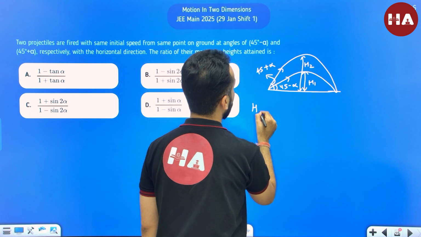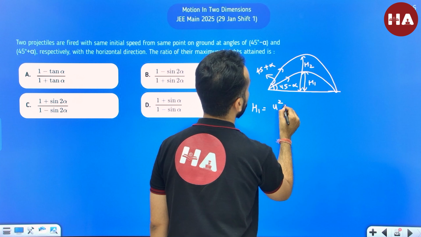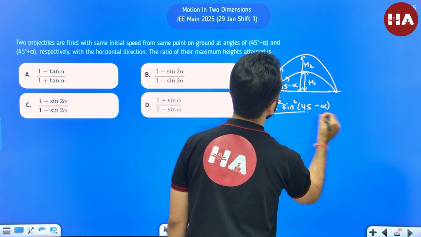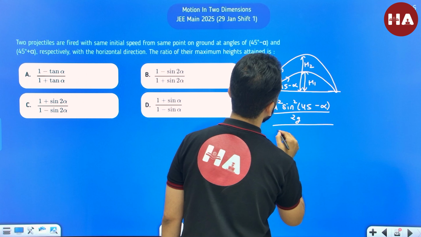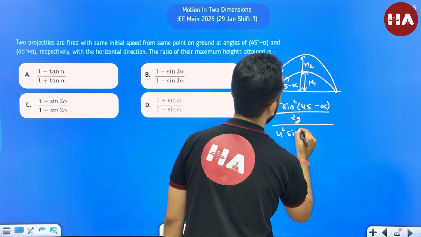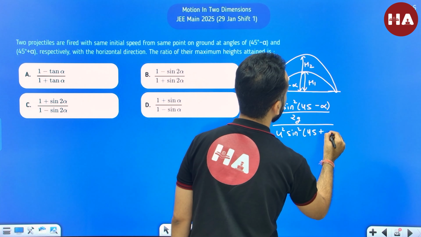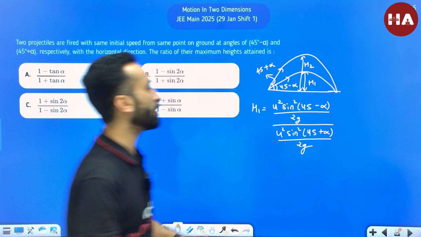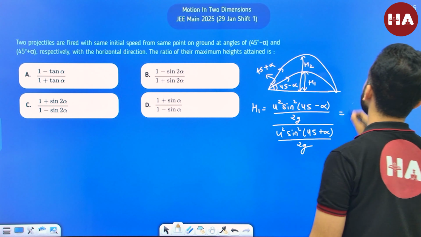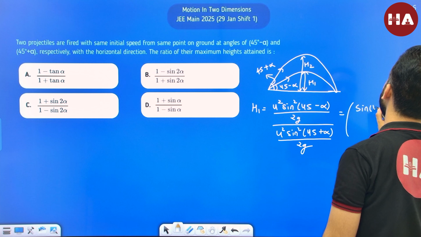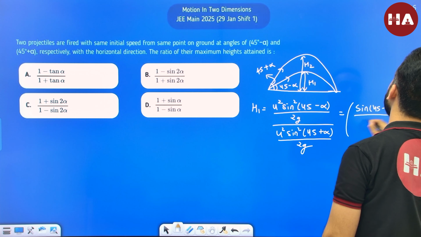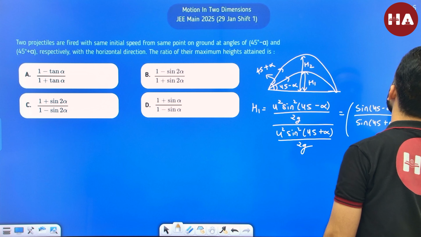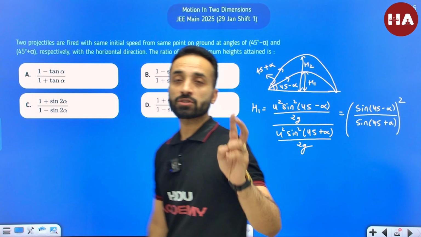Let's apply that. It is going to be u square sine square (45 minus alpha) over 2g, divided by u square sine square (45 plus alpha) over 2g. One of them is 45 minus alpha, the other is 45 plus alpha. So this ratio turns out to be sine(45 minus alpha) divided by sine(45 plus alpha), whole squared.